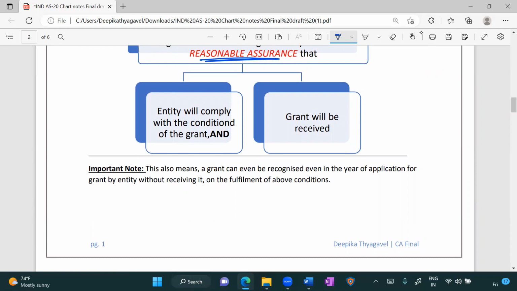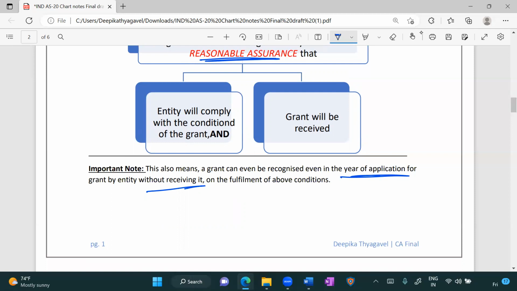This means that a grant can even be recognized in the year of application for the grant by the entity without receiving it. Obviously, if you want a grant, what you do is you apply to the government, right? So when you have applied to the government, that is the year of application. You have only applied, you have not yet received the grant.